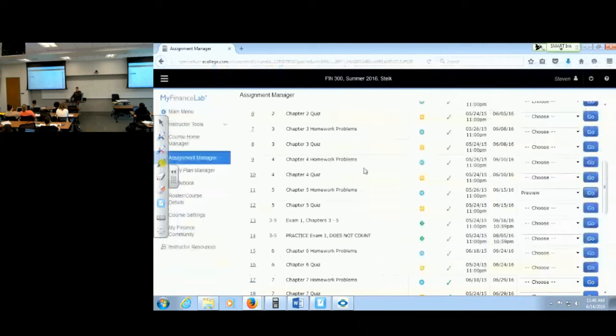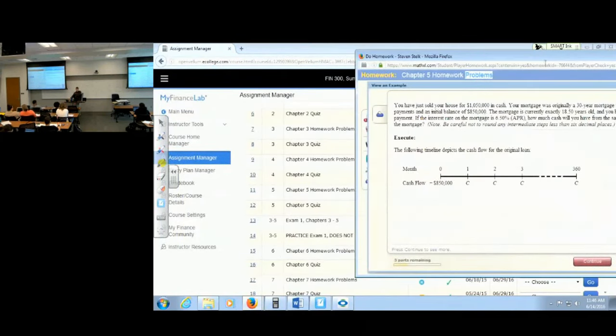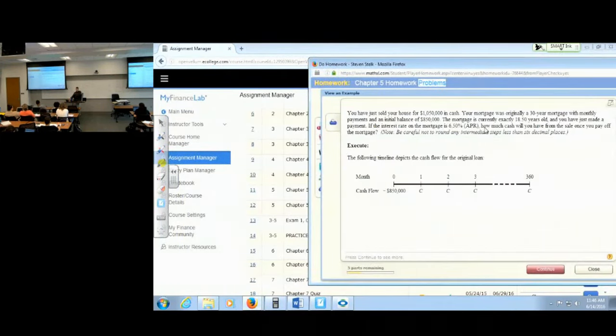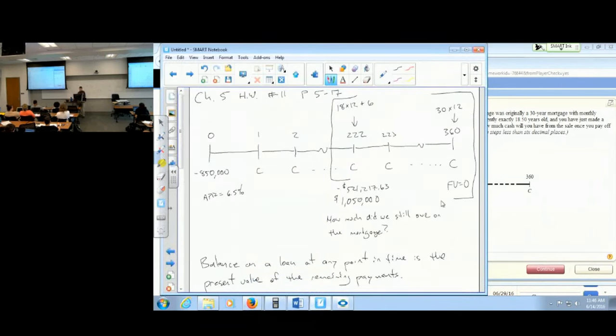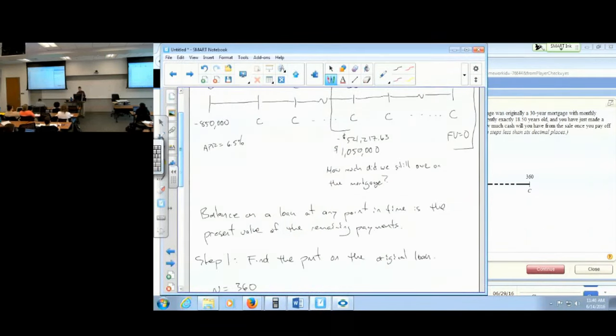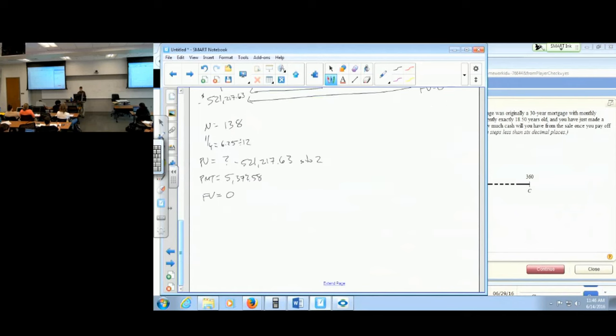Okay, we're not quite done yet. We've got one more tiny step. The actual answer we were trying to figure out is how much cash will you have from the sale once you pay off the mortgage. All right, that's easy to answer now that we've figured everything out. We received $1,050,000. We have to pay the bank $521,000. So we just subtract the $521,000 from the $1,050,000. Right, so the final step is to take the proceeds from sale. Someone paid us $1,050,000, but we had to turn around and pay the bank.